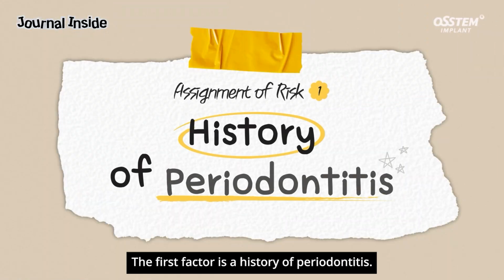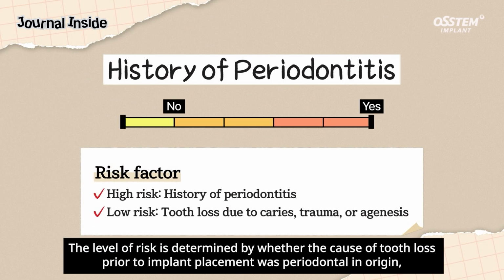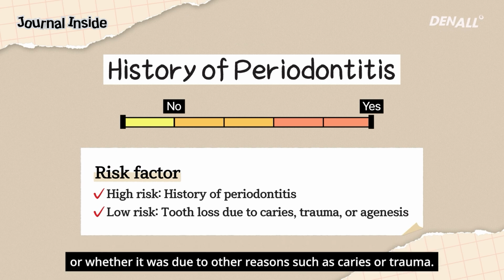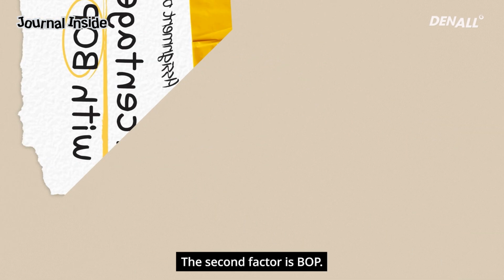The first factor is a history of periodontitis. The level of risk is determined by whether the cause of tooth loss prior to implant placement was periodontal in origin, or whether it was due to other reasons such as caries or trauma. The second factor is BOP.